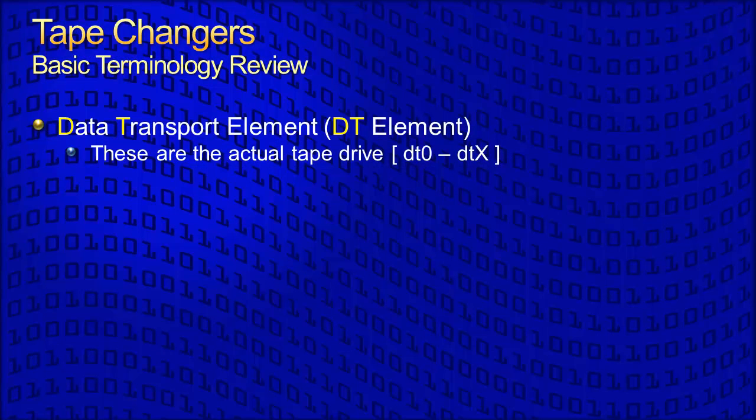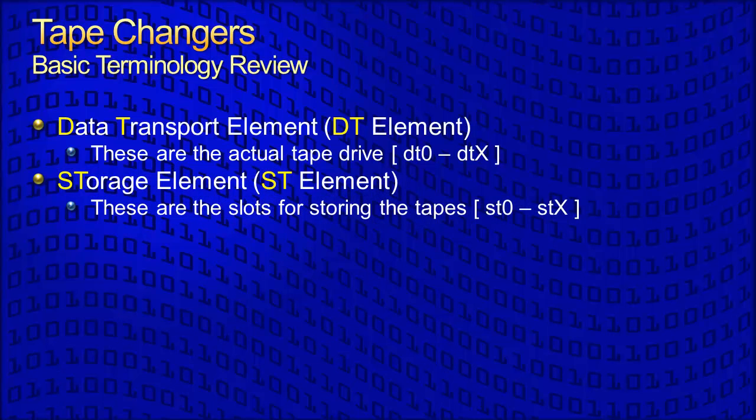Let's quickly review the 4 basic terms used to describe the parts of a changer, which are called elements. All element addresses start at 0 and increment by 1. DT, or data transport elements, are the tape drives. There may be more than one in a changer. The first tape drive is referred to as DT0, the second as DT1, and so forth. ST elements are the slots that store the tapes. The first slot is ST0, the second is ST1, etc.